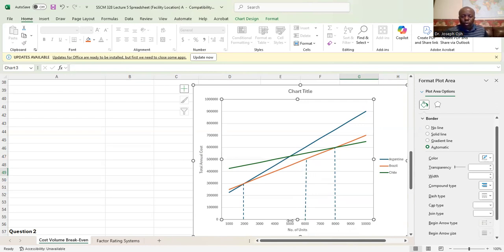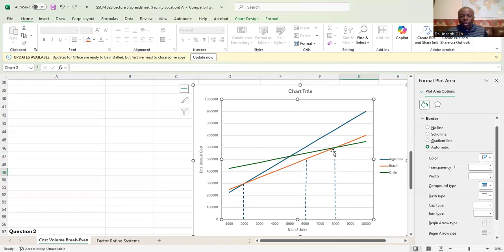So you have 1, 2, 3. In the first two, Brazil is good. Once it's above that, up to 8,000 units, then Chile starts looking attractive. So I put it at the two places. You can even put it at this point, but if you put it at this spot, it's too high. Brazil is still good.